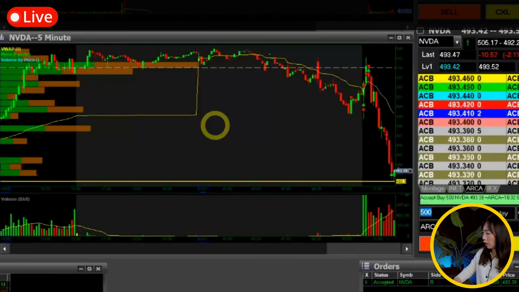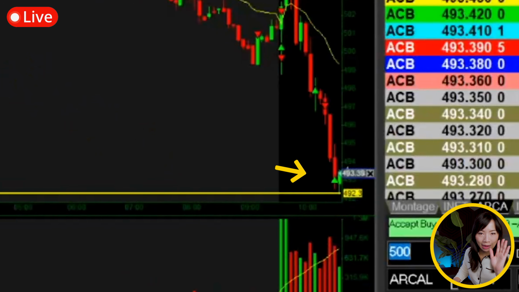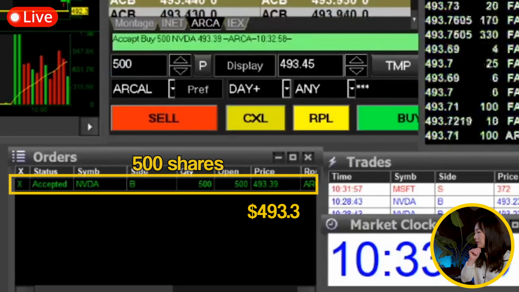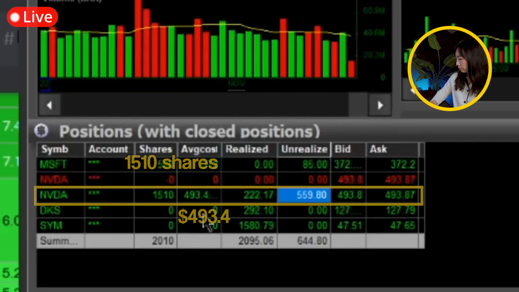You can see after a couple minutes, NVIDIA is finally starting to show a bounce all the way down here, the first 5-minute candle that I was looking for. You can see I'm looking to buy 500 shares more of NVIDIA, 493.60s, 493.70s. So I added how much? 510 shares, 493 average. Now that gave me an average of, you can see down here, 493.40s, 1,500 shares.